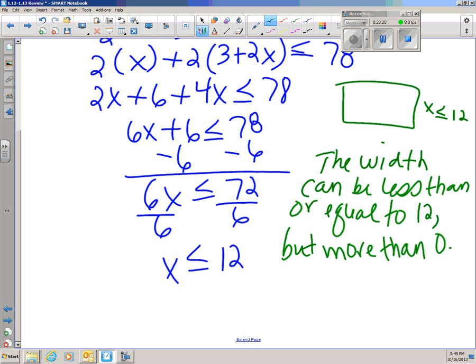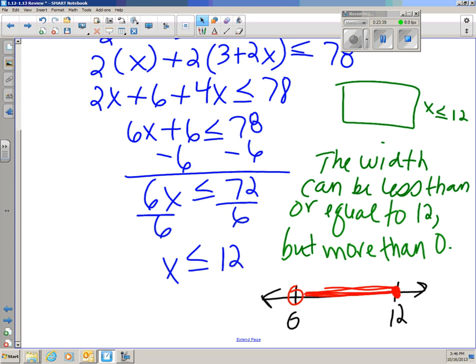Essentially, if I were to graph this, and you don't have to, I'd have 0 here, I'd have 12 here. I'd say I can't be 0, I can be 12, and I could be anything in between. You're not being asked to graph it. You're just being asked to understand the possible values: 12, 11, 10, 9, 8, etc., all the way down to 0, but not including it. So make sure that makes sense.